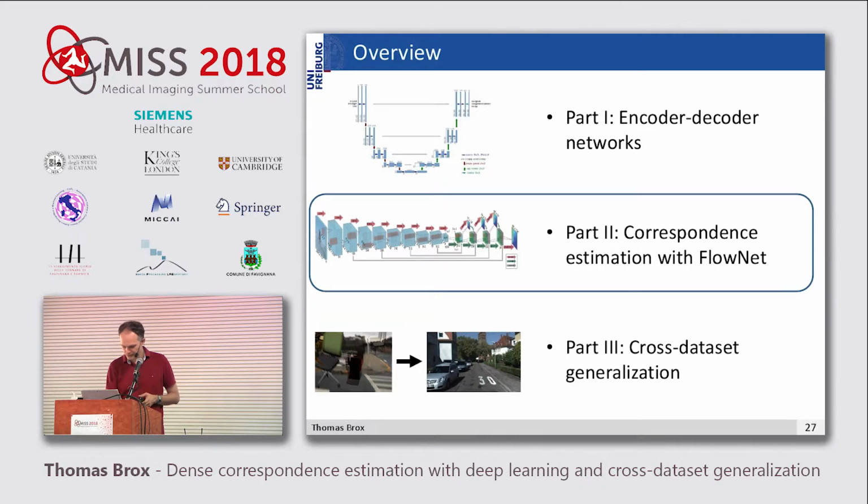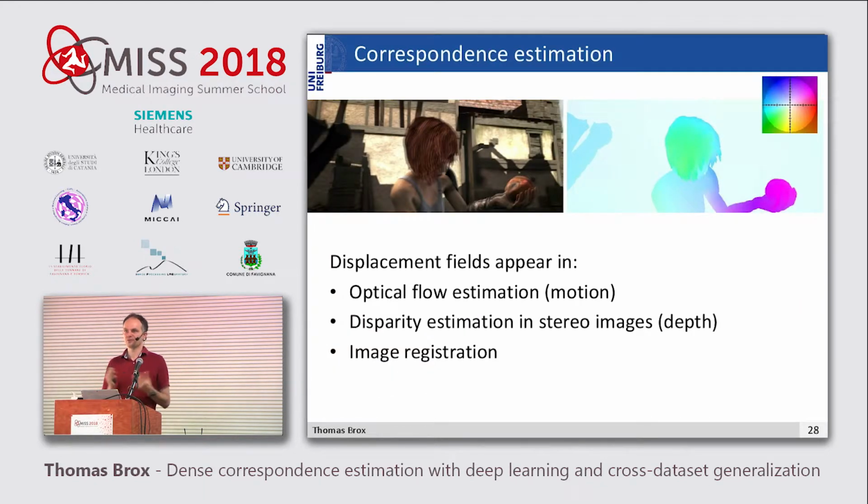Okay, then maybe let's go on. With part 2, we will now talk about correspondence estimation with a network that is actually very similar to FlowNet in architecture, but it's a very different task. So maybe first a few words about correspondence estimation. What we want to do here is to produce a dense displacement field. For each pixel, you have a vector that says where this pixel is located in the second image.